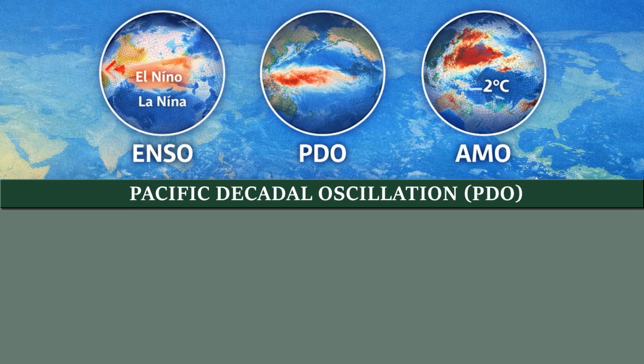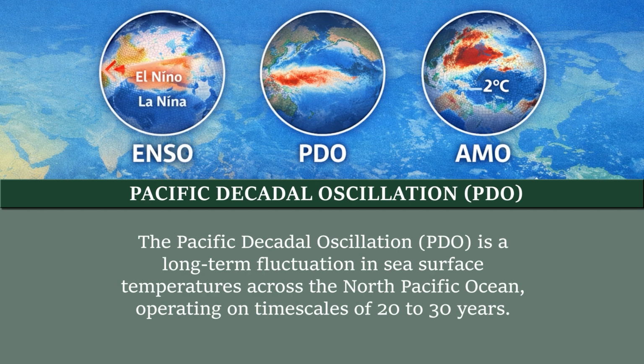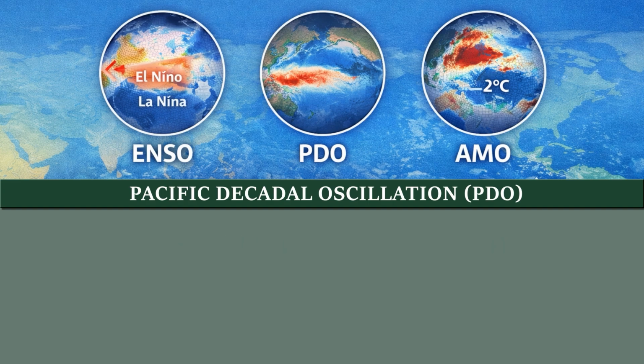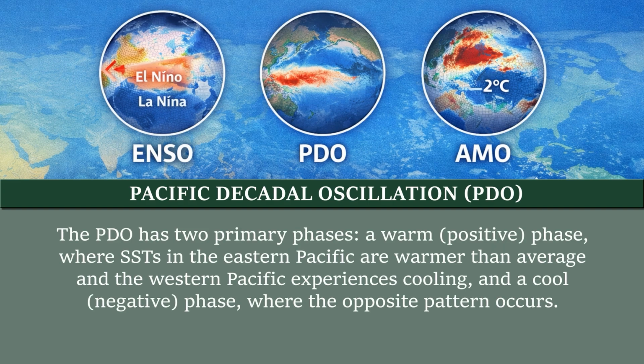The Pacific Decadal Oscillation is also a long-term fluctuation in the sea surface temperatures across the North Pacific, and these operate on time scales of 20 to 30 years. These have two primary phases: a warm positive phase, where the SSTs in the Eastern Pacific are warmer than average and the Western Pacific experiences cooling, and a cool negative phase when the opposite pattern occurs.